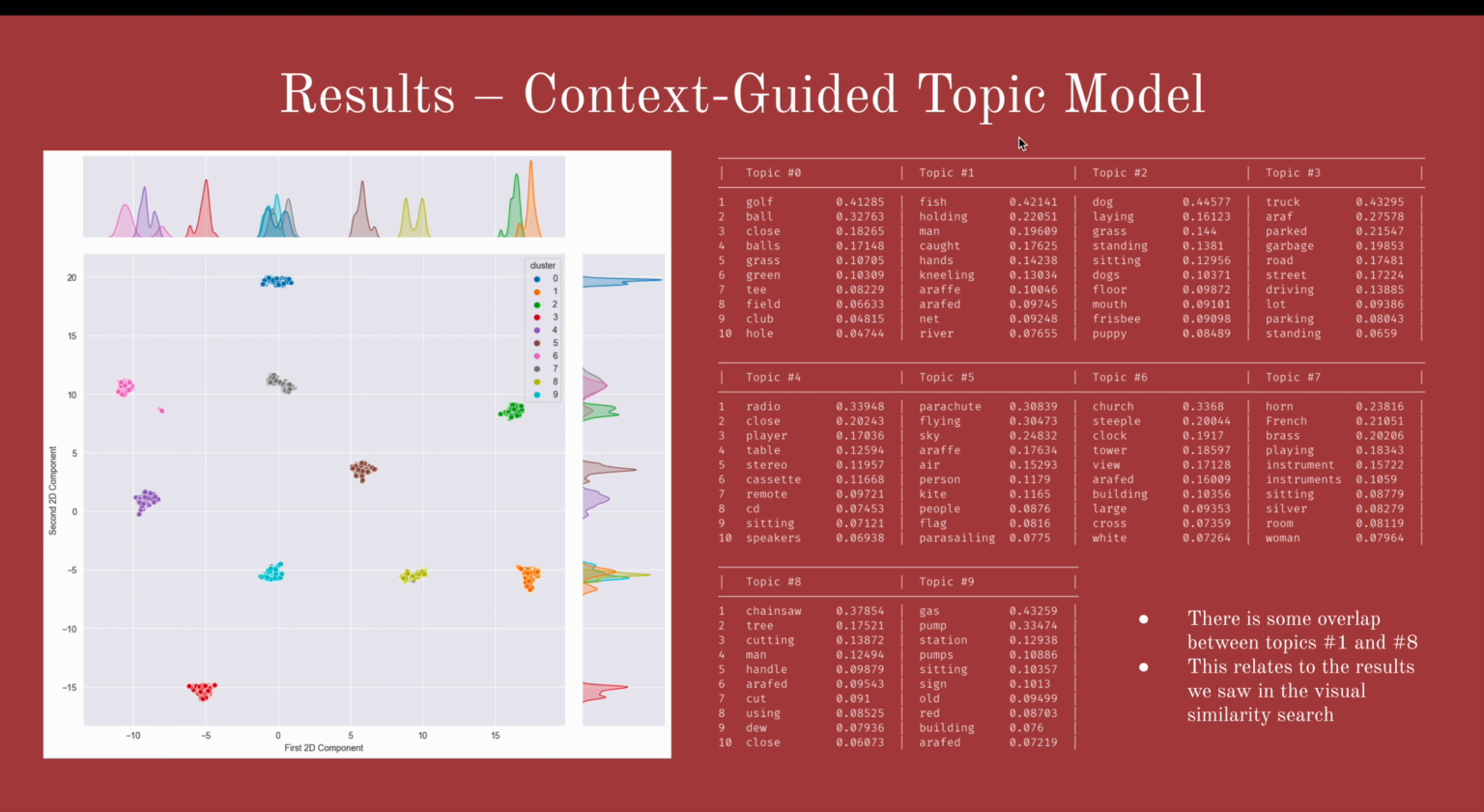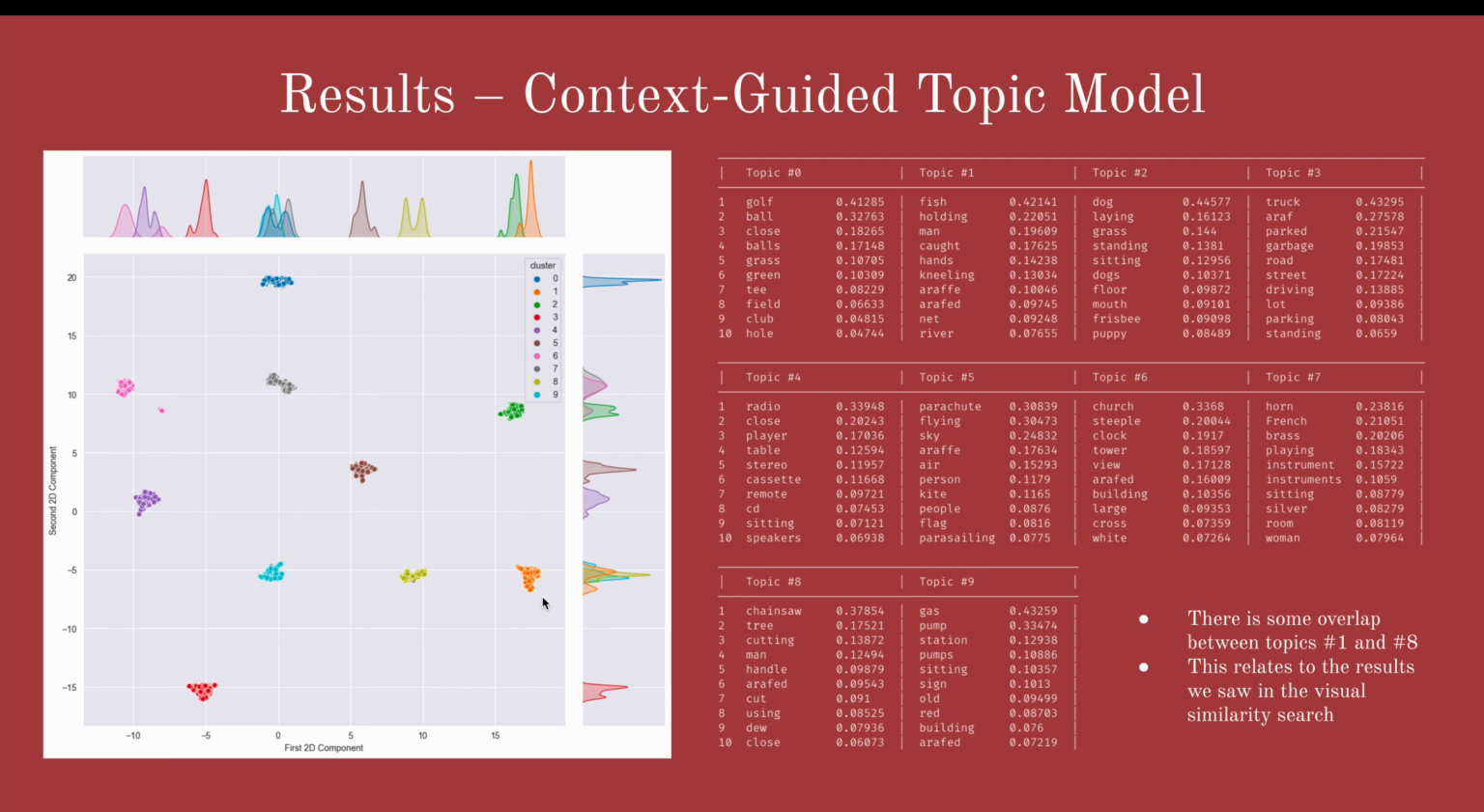Now, for the context-guided topic model, it actually works very well. I was able to generate topic descriptors for each one of the clusters in the dataset. Once I was able to project the data to two dimensions, I was able to plot it. Each one of these represents one of the clusters. And as you can see, we have 10 clusters, which is the number of classes we have in the ImageNet dataset. So that gives us a clue that this worked very well.